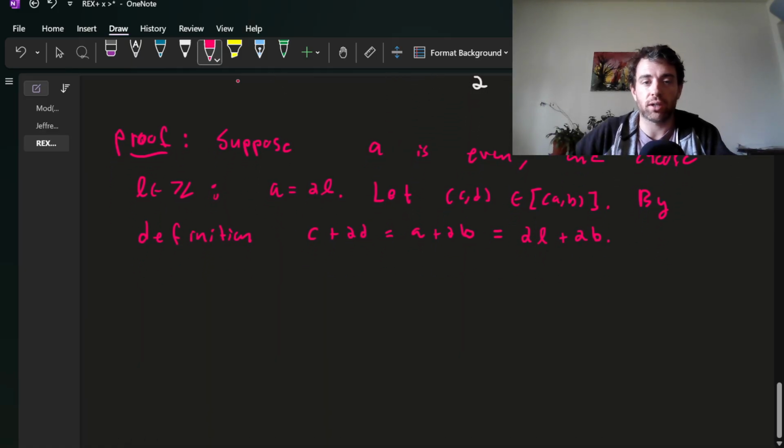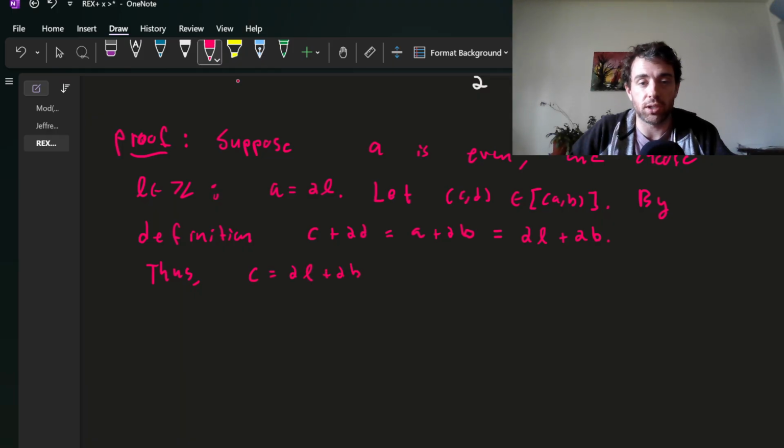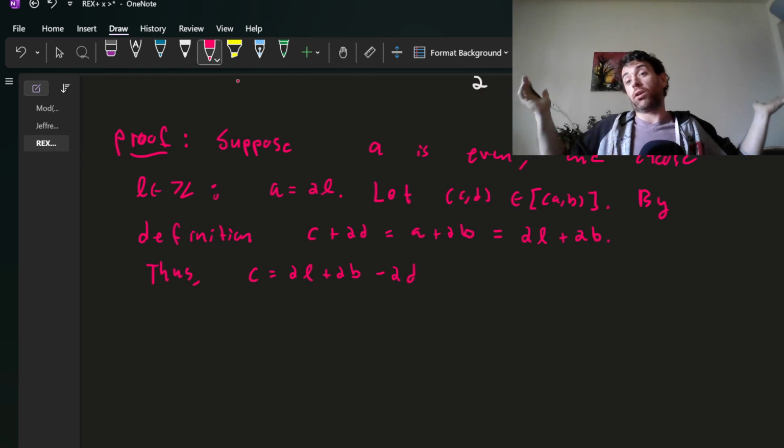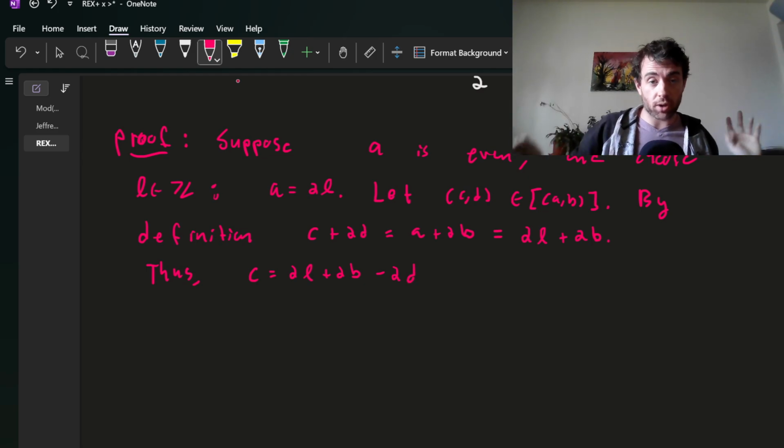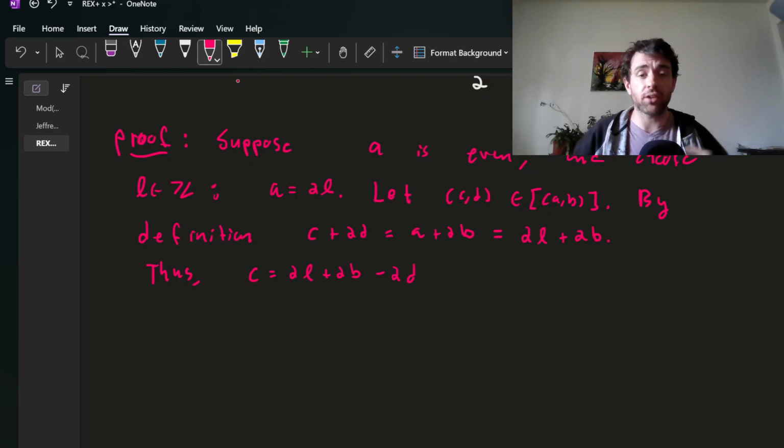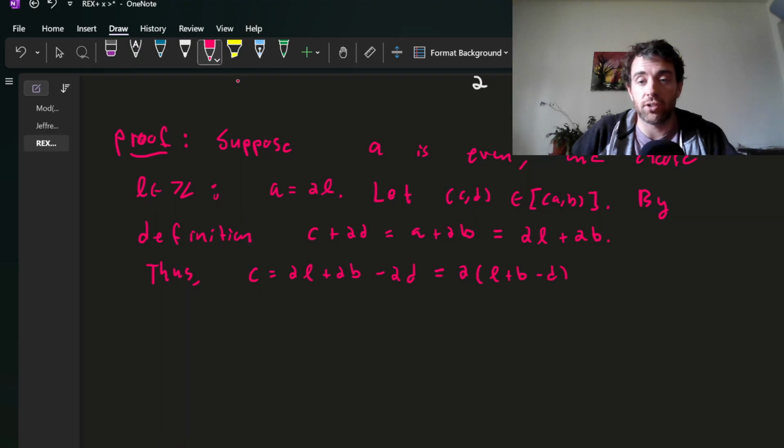So the first thing to do is let's isolate C to try and get the first thing on our list, right? So thus, C is equal to 2L plus 2B minus 2D. And hey, I wanted to show that C was 2 times some integer. Things are lining up pretty nicely for that. So I just need to factor out a 2, and we get L plus B minus D.